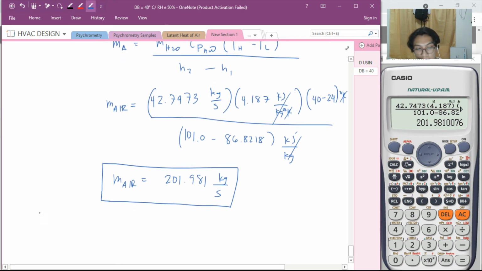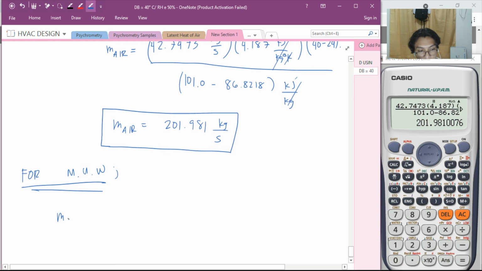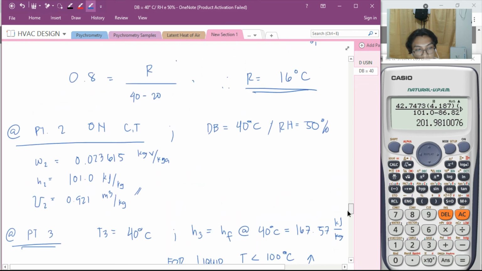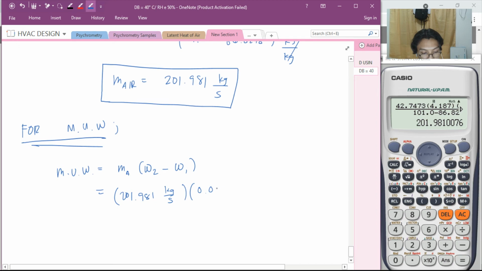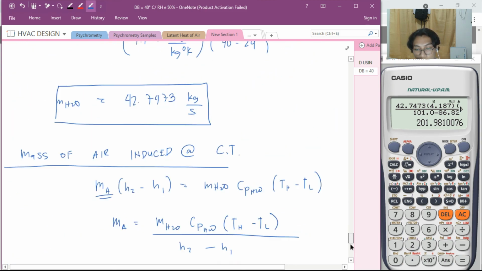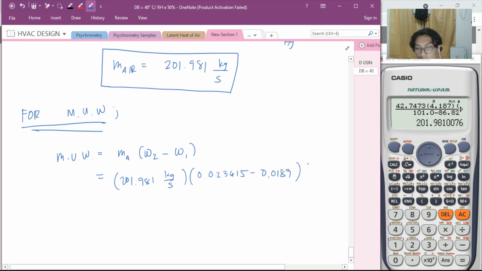Now, for makeup water requirement, that is equal to makeup water equal to mass of air times W2 minus W1. Yung mass of air, that is 201.981 kilogram in every second multiplied to W2. Nakuha natin yan. W2, 0.023615 minus yung W1, 0.0189 kilogram vapor per kilogram air. Ito kasi air din to eh. Cancel na lang yung kilogram air dyan.